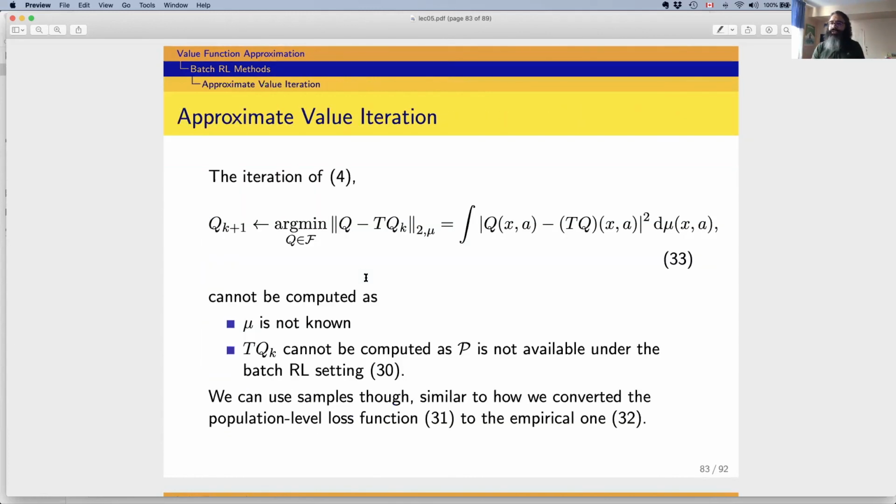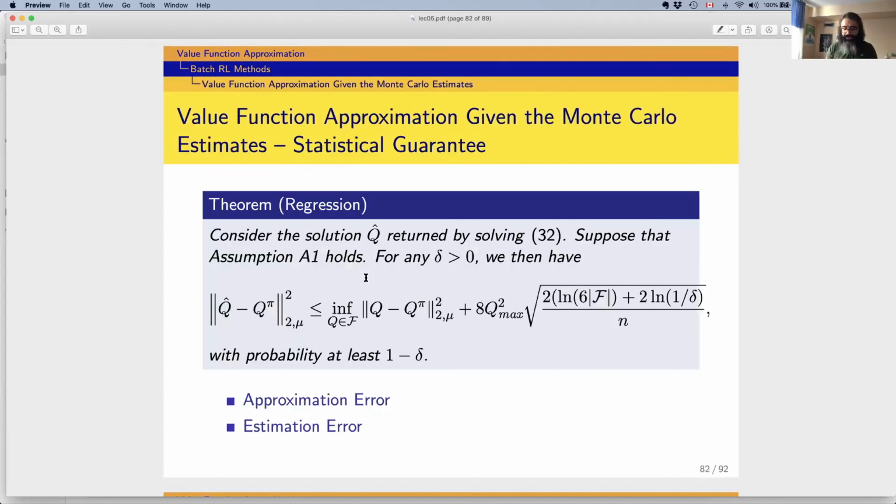So I want to talk about this other algorithm, which is called approximate value iteration. But maybe before that, are there any questions so far?